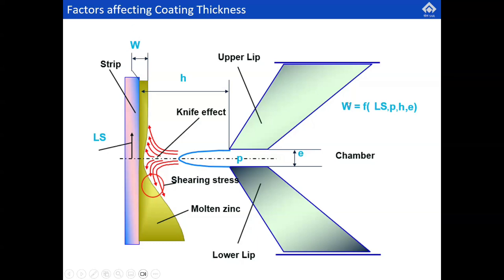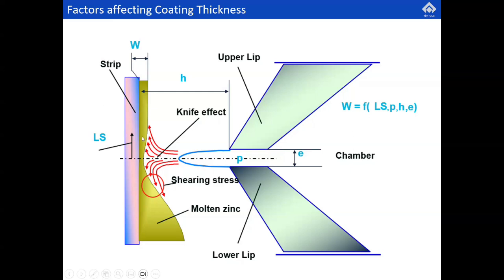If W is the coating weight which I am desiring, it is a function of four different things: the line speed at which the strip is passing, the pressure at which I am throwing the air, H, the horizontal distance from which I am throwing the air, and E, the edge opening. So these four things dominate the coating weight. Why am I discussing this? I will be detailing about this in a later part of the presentation.